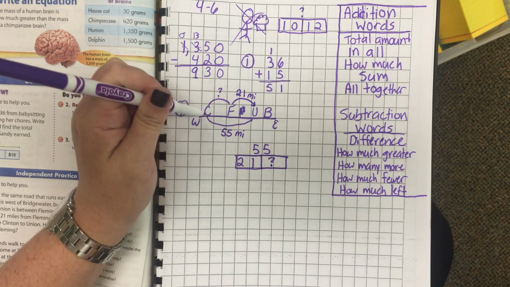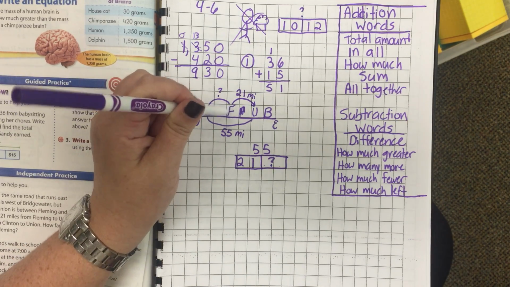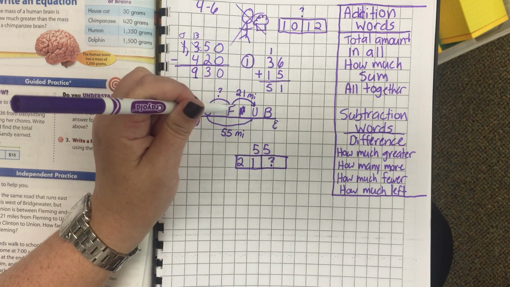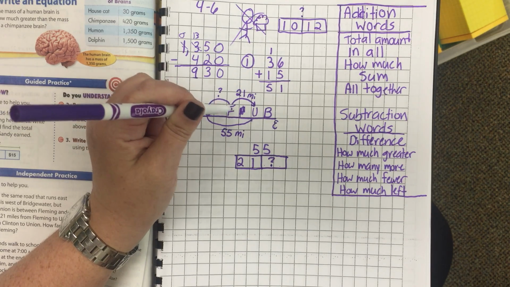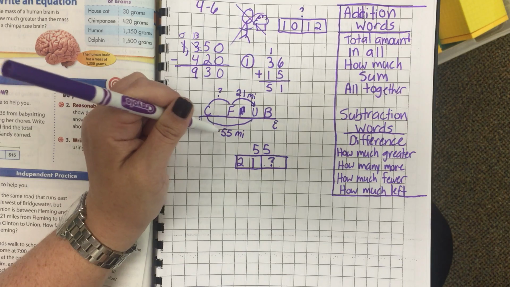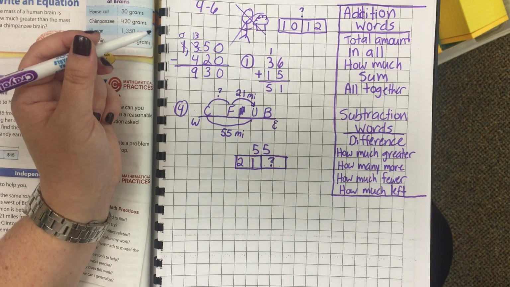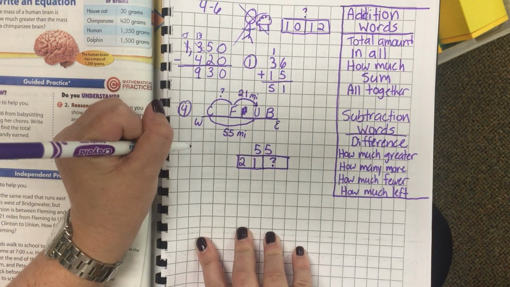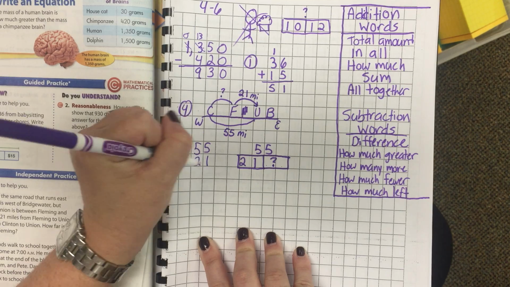Clinton to Union is 55 miles. Fleming is in between that. So I know that Fleming to Union is 21. So Clinton to Fleming is going to have to be the remainder when I've subtracted 55 minus 21. So now I'm going to do 55 minus 21.